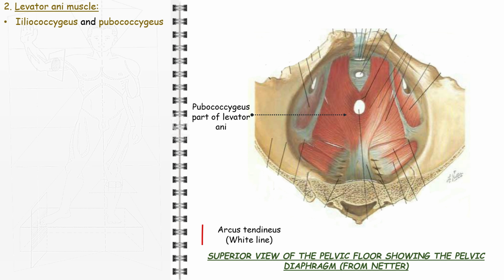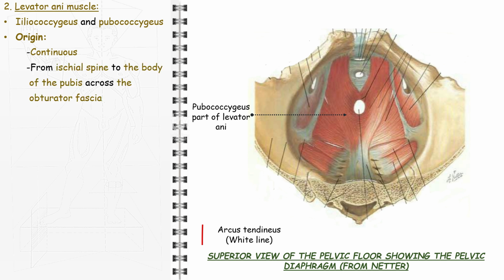Their fibers arise in continuity, from the ischial spine to the body of the pubis, across the obturator fascia. Here is a thickening, the white line or arcus tendineus. It is densely adherent to the obturator fascia and is usually described as a thickening thereof. This is not really correct. It is the property of levator ani, not of the obturator fascia.